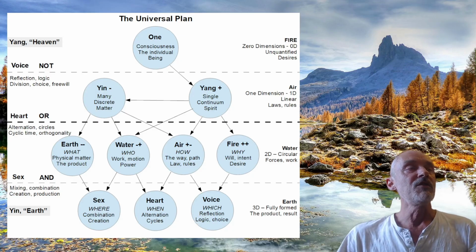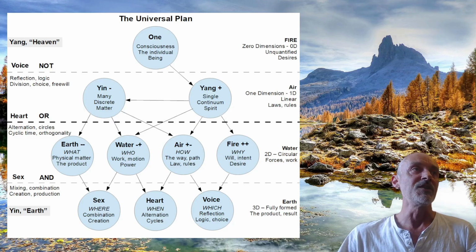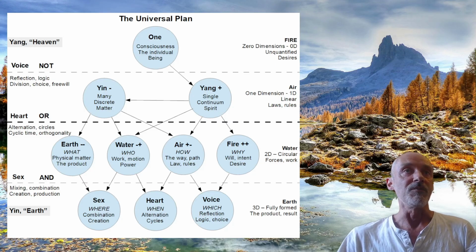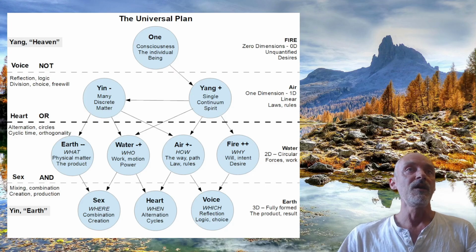If you look on the left, we have the three operators, voice, heart, and sex. These correspond to the three Boolean operators, not, or, and these are the mechanisms which transform one principle to another. So these are the transformations. It says that there are only 3 fundamental mechanisms in reality, and everything is made from those, or via those rather.